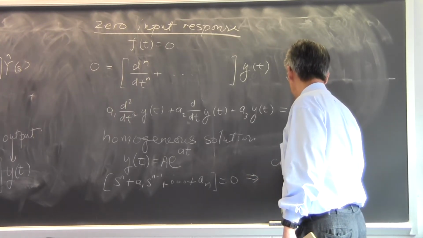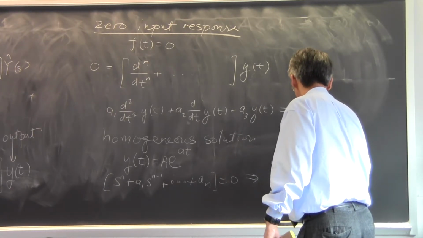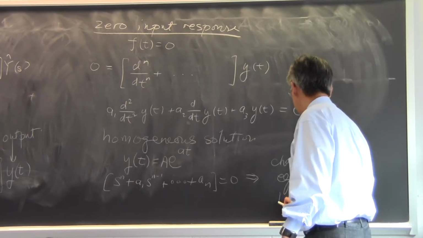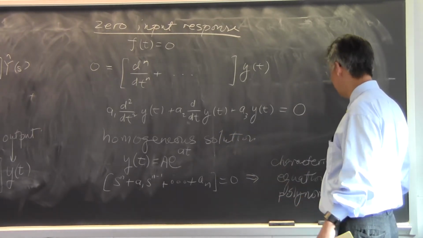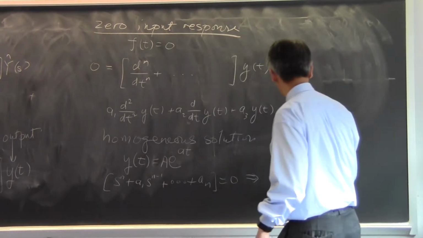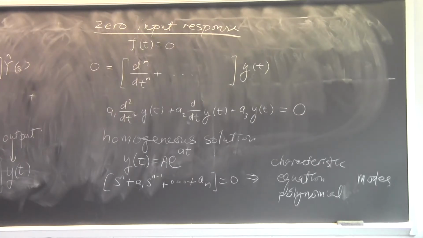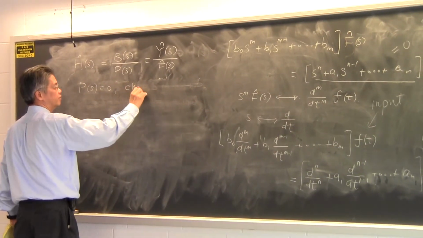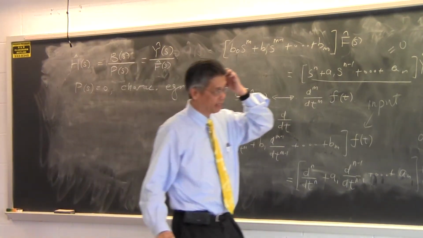Okay, so this is the characteristic equation. Sometimes called the characteristic polynomial. And sometimes the solutions that you found are called the characteristic modes. Okay, so in order to find the characteristic modes of the system, we set P(s) to 0. P(s) equal to 0 gives you the characteristic equation. Okay, very much like the first time when we encountered ODEs.